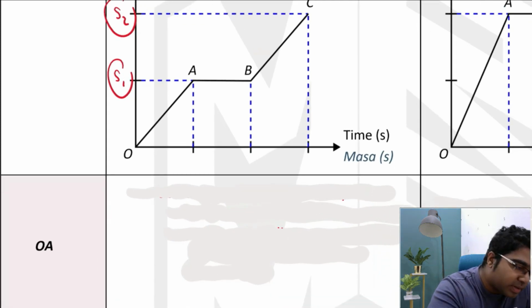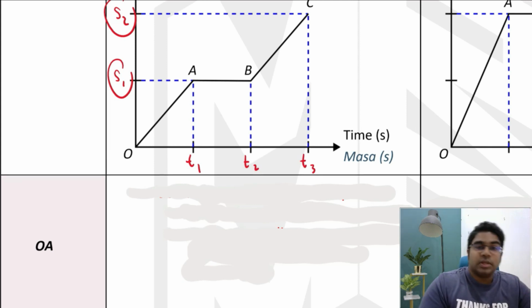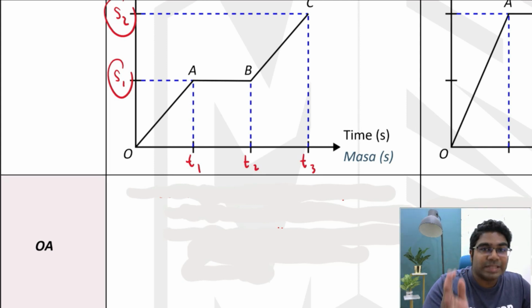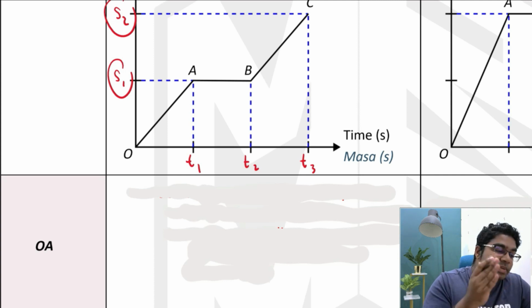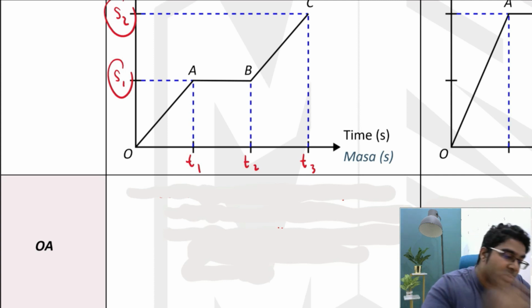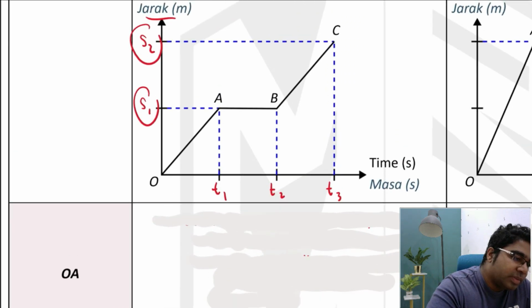And then let's give the time T1, T2. Kita letak masa T1, T2 dengan T3. So ini mewakili masa gerakan objek ini. This represents the time of the motion of the object. Now, let's go to interpretation.